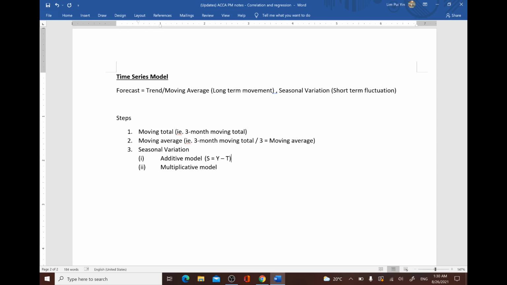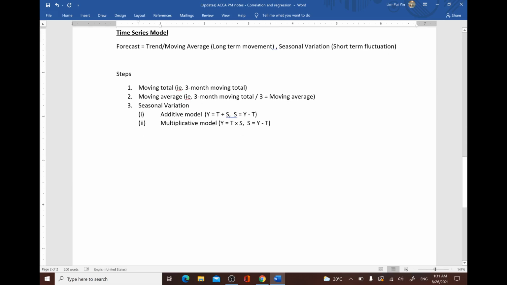Some students will say, Steffi, why is it Y minus T? Because how do you get the sales? It's normally when you take trend plus seasonal variation. So that's called additive. So if you're here to calculate the value for S, that will be Y minus T. This is quite straightforward. What about multiplicative? Multiplicative simply means that if you're here to get the total sales, you're going to say T multiplied by S.